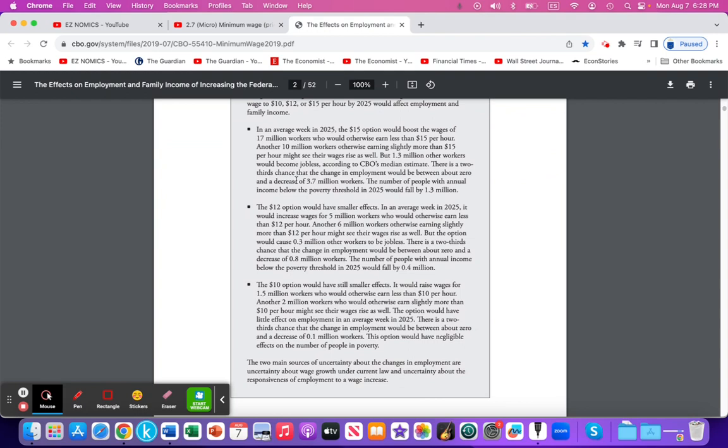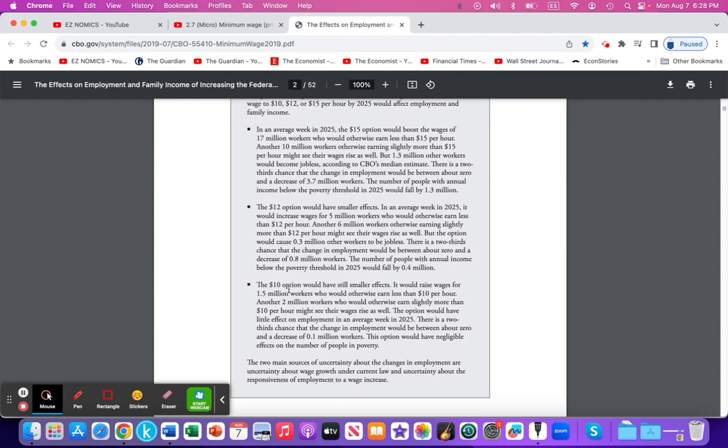There is a 2/3 chance that the change in employment would be between about 0 and a decrease of 3.7 million workers. And the number of people with annual income below the poverty threshold would fall by 1.3 million. So you can reduce the number of people that fall below the poverty line by 1.3 million. So those are the pros and cons of raising federal minimum wage to $15. And there we see that 1.3 million workers being unemployed due to the higher minimum wage.